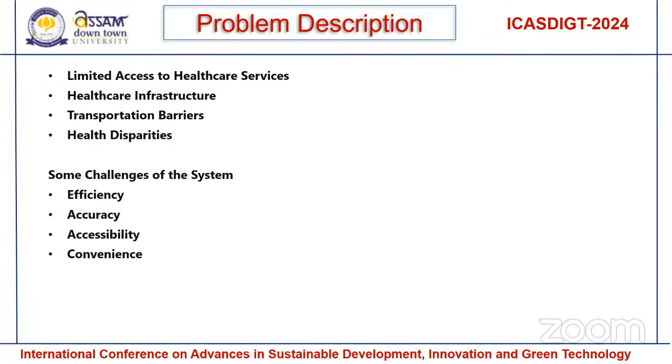And then health disparities: the rural population often experiences health disparities compared to urban populations, including higher rates of chronic disease, lower life expectancy, and poor overall health outcomes.